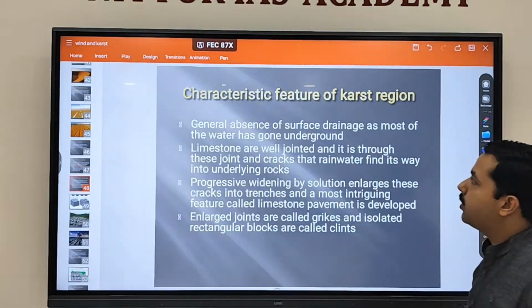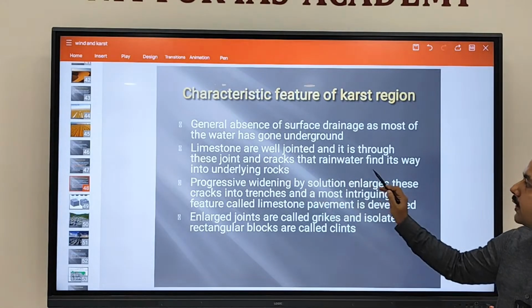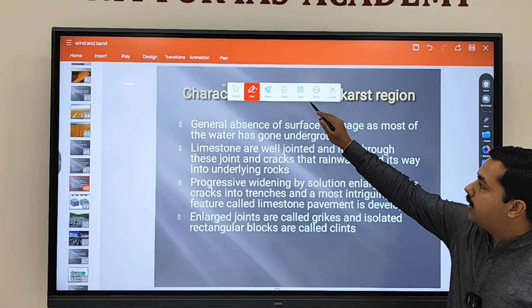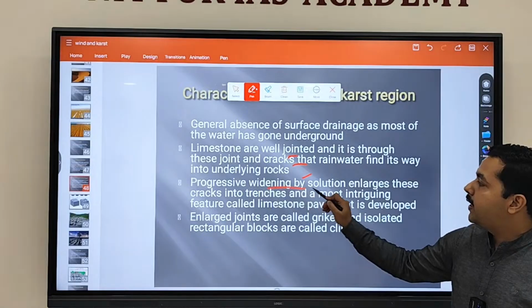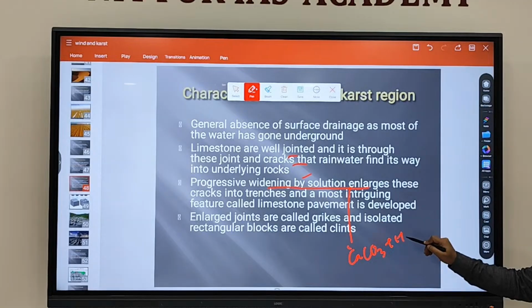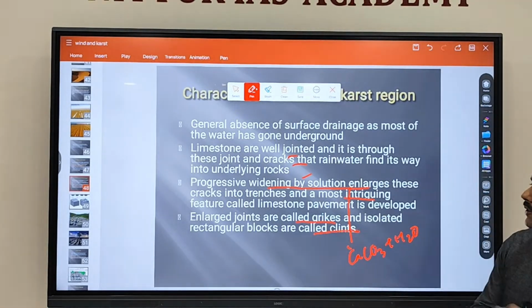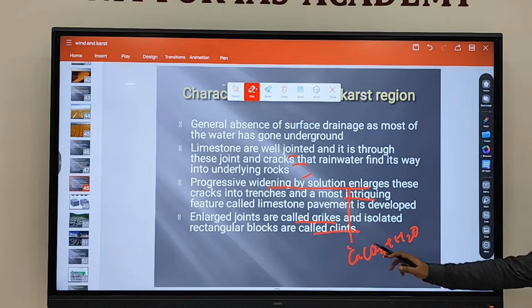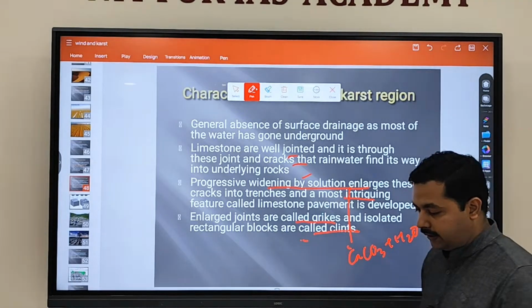So what you are finding is that limestone is well-jointed rock, and it is through the joints and cracks that rainwater finds its way into the underlying rock. So this is the second characteristic of the karst region. Third thing, progressive widening by solution. As we discussed, the calcium carbonate reacts with water. As a result, cracks get widened, and these features are called grikes and clints. Enlarged joints are called grikes, and an isolated rectangular block is called a clint.